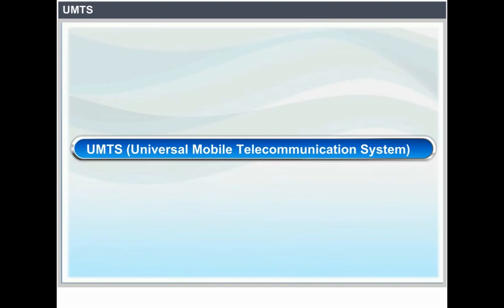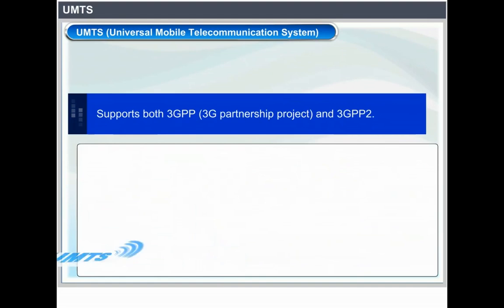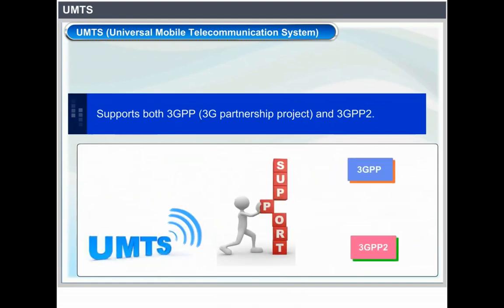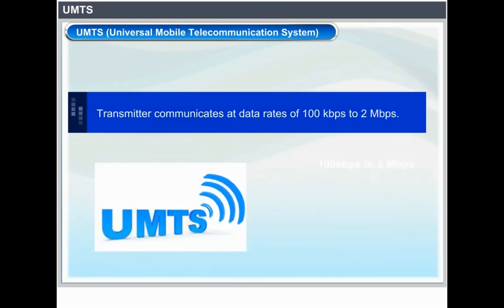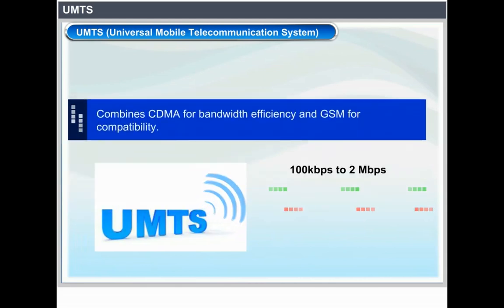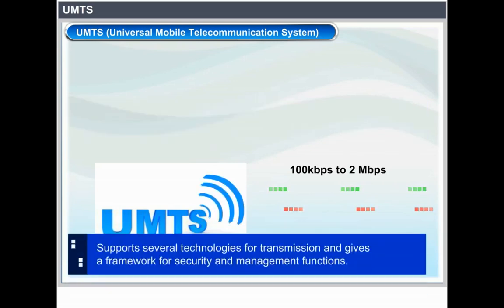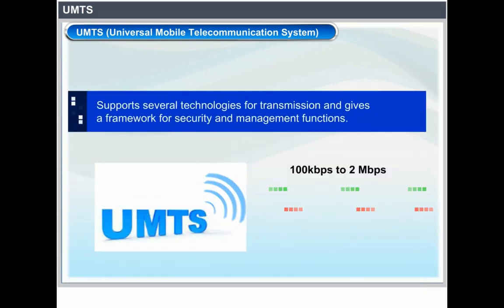UMTS, Universal Mobile Telecommunication System, supports both 3GPP, 3G Partnership Project, and 3GPP2. The transmitter communicates at data rates of 100 kbps to 2 Mbps, combines CDMA for bandwidth efficiency and GSM for compatibility, supports several technologies for transmission and gives a framework for security and management functions.